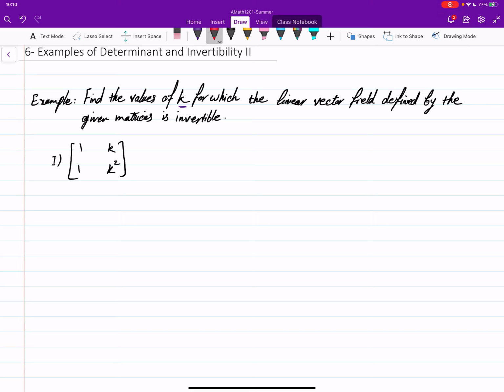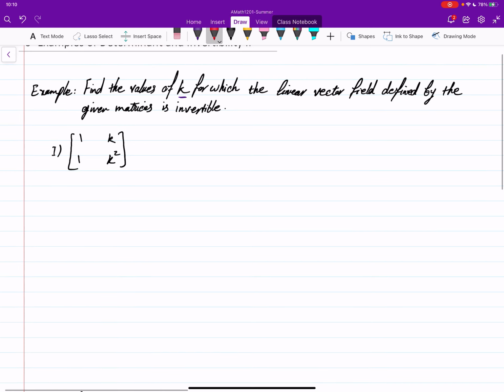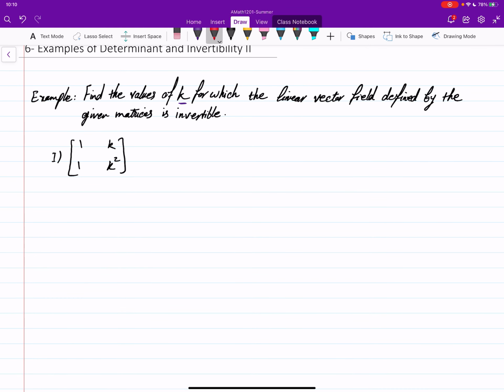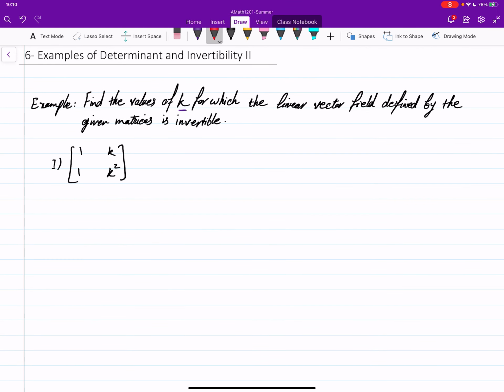Hello everyone. In this video we will do some examples for invertibility of a linear vector field using the determinant. The problem gives us two matrices, 2 by 2 and 3 by 3, with some entries in terms of an unknown k. The question asks for what values of k the vector fields defined by these matrices are invertible.